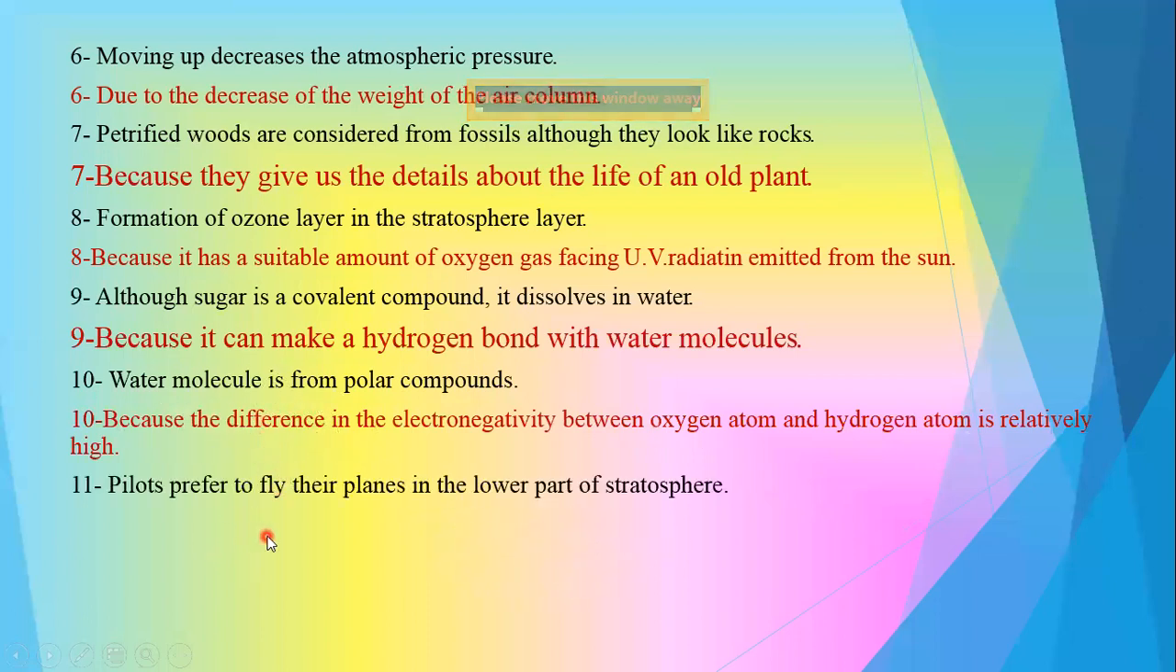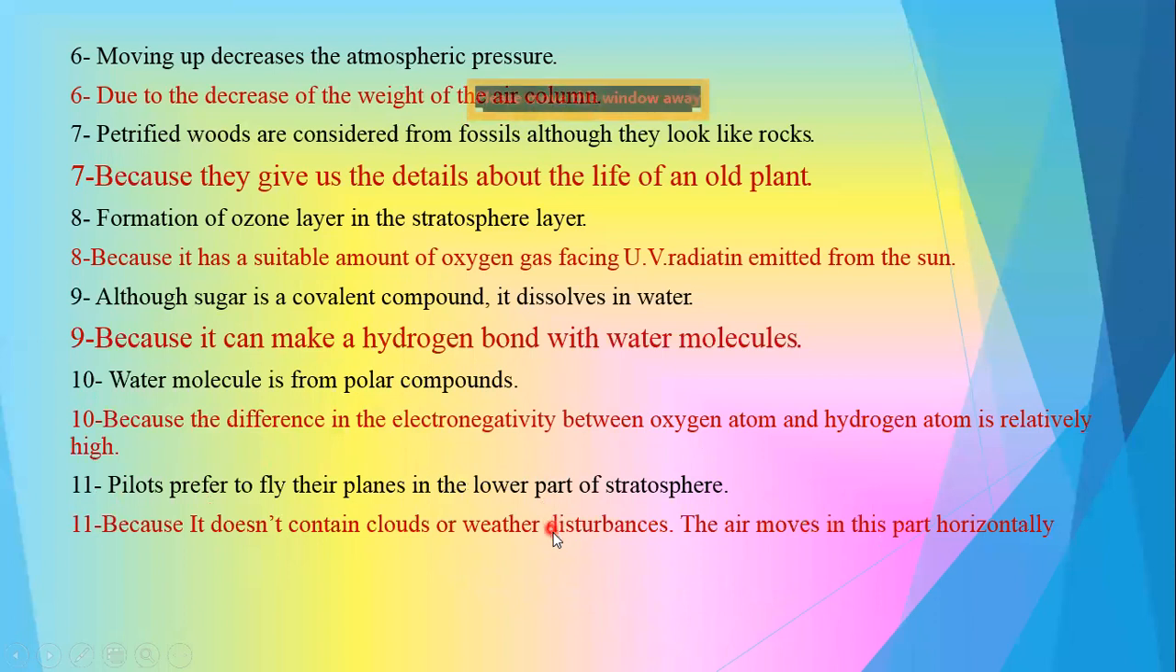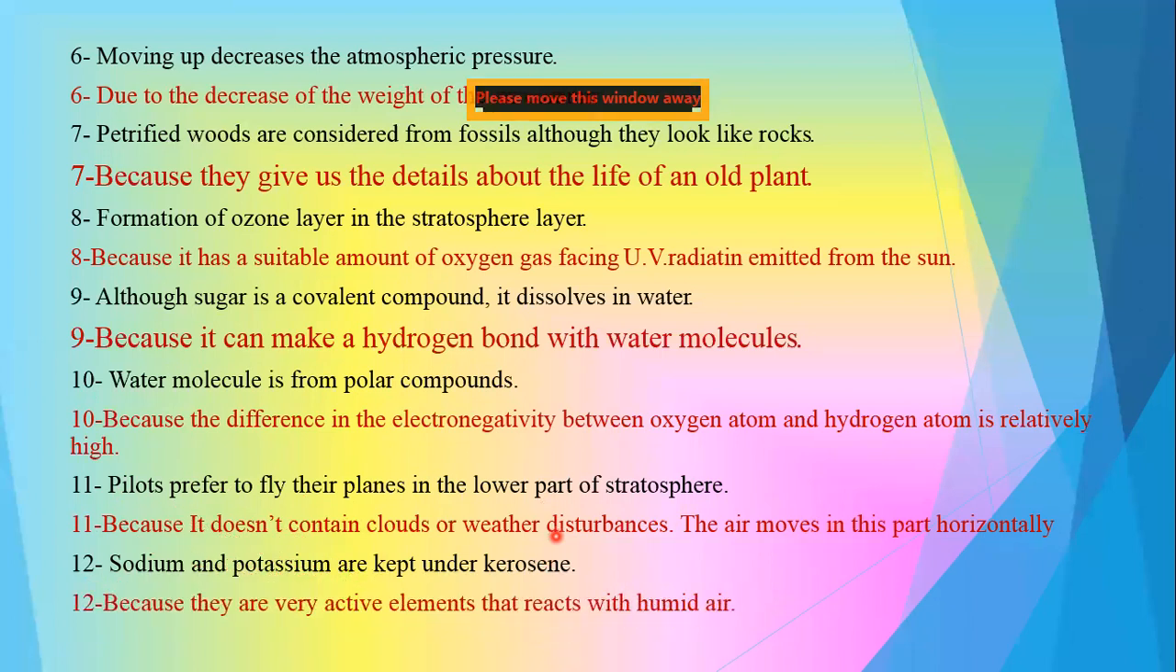Pilots prefer to fly their planes in the lower part of the stratosphere, we said, because there are no weather changes in it and the air movement is horizontal, which helps the planes. Sodium and potassium are kept under kerosene to prevent them from reacting with oxygen. Why do they react with oxygen? As they are very, very active elements.